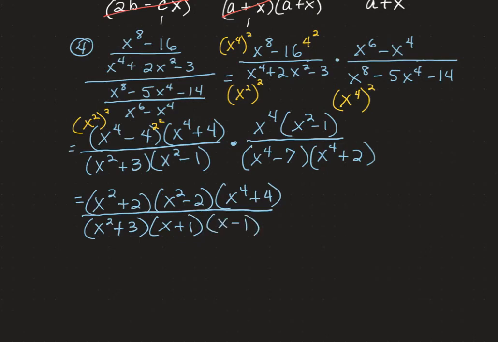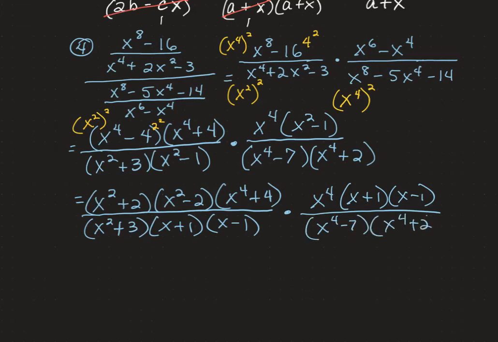Anything we can cancel within that fraction? Does not look like it. Let's look at the divisor again. X to the 4th, I can factor x squared minus 1 to x plus 1, x minus 1. And in the denominator, nope, there's nothing to factor there. Next, we will see what we can cancel.